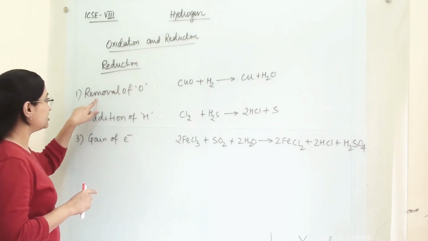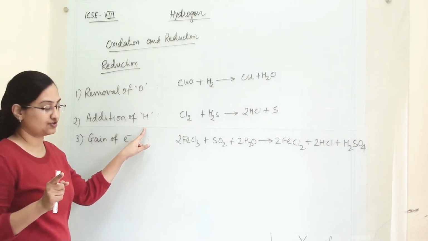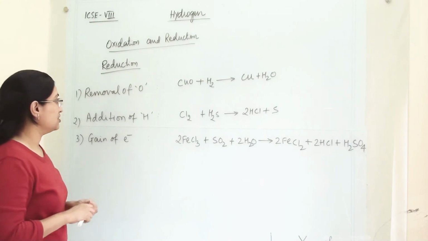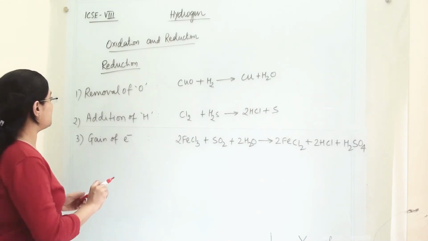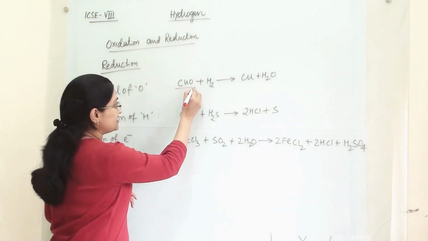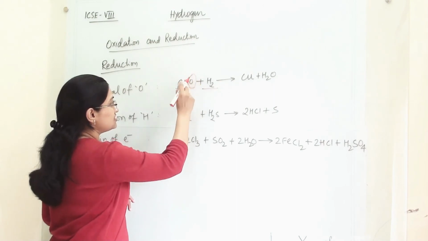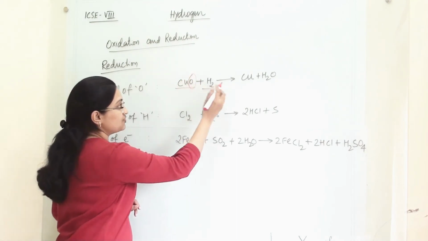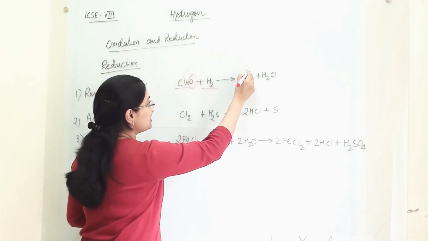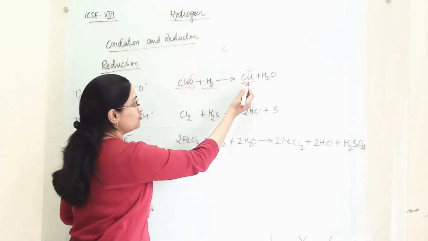So here removal of oxygen and addition of hydrogen is termed as reduction, and gaining of electron is termed as reduction. So we will see one by one the example. First is removal of oxygen. So copper oxide is there. When it is reacting with hydrogen, this oxygen is removed from copper. So it is termed as reduced. So copper is being reduced here. Why? Because oxygen is removed from that.